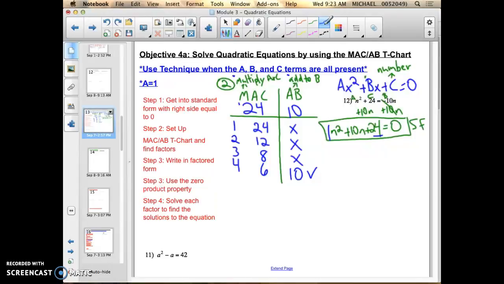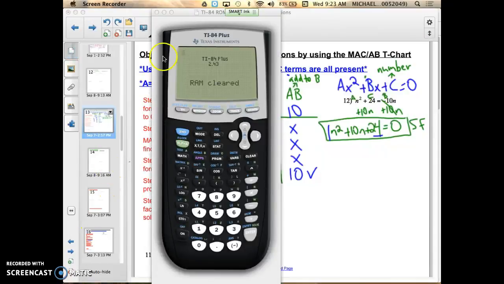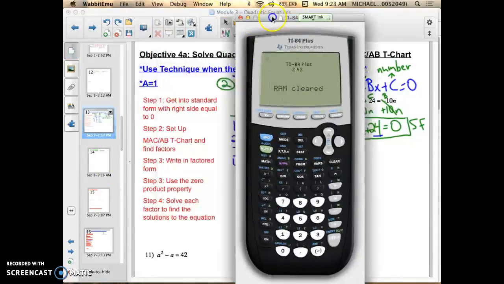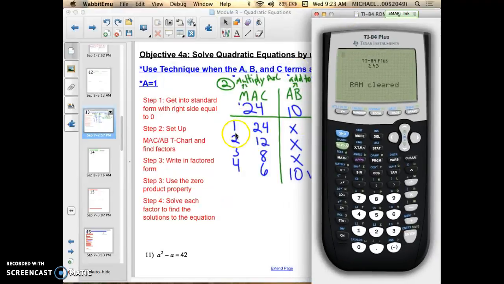You can either do it that way mentally, or you can use your calculator to help you find the factors. So I'm going to show you that really quick as well. All right, so I have pulled up a calculator. This is just a process to find the factors I've written in blue: 1, 24, 2, 12, 3, 8, and 4, 6. A little bit easier with your calculator.